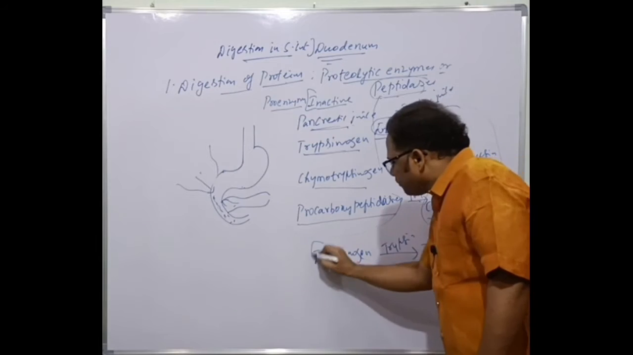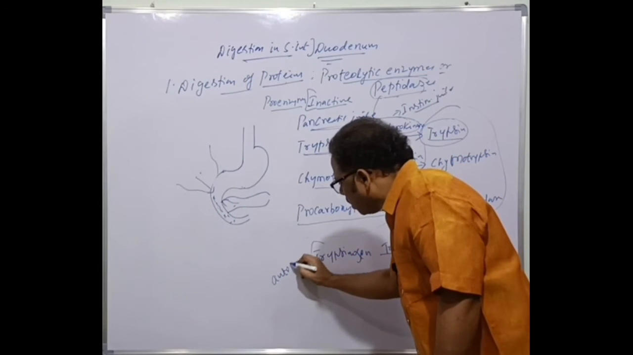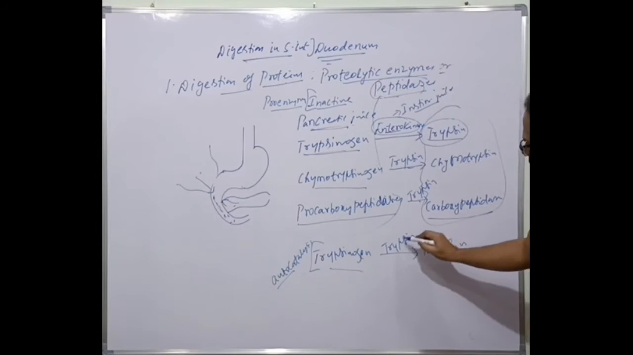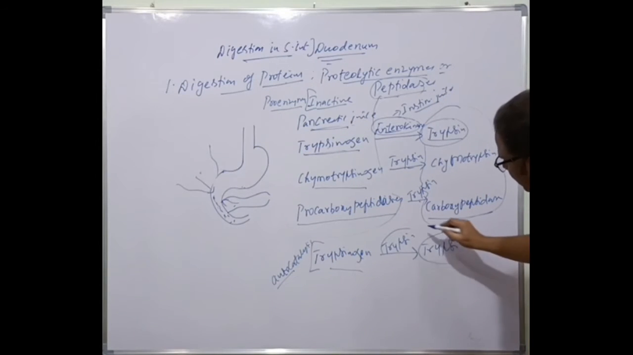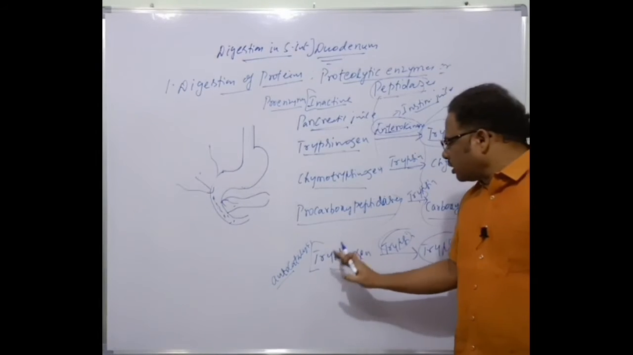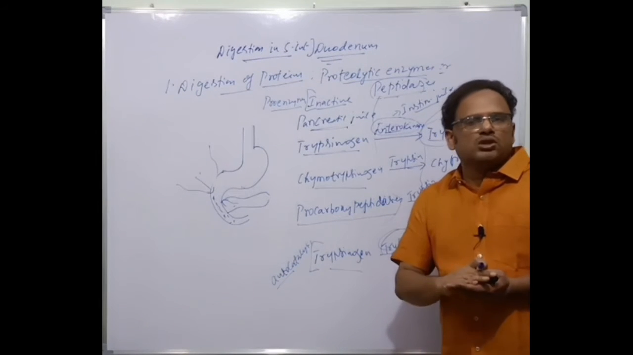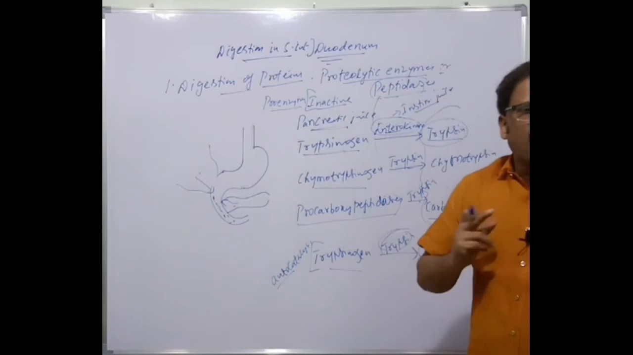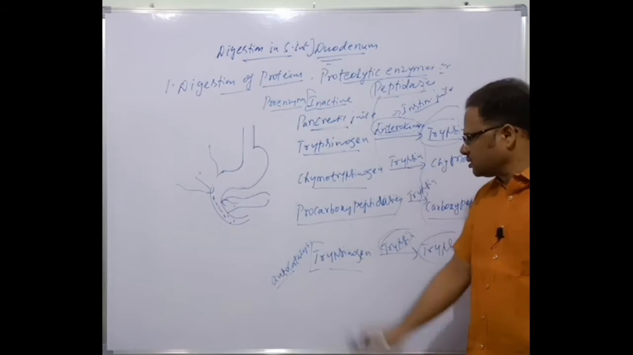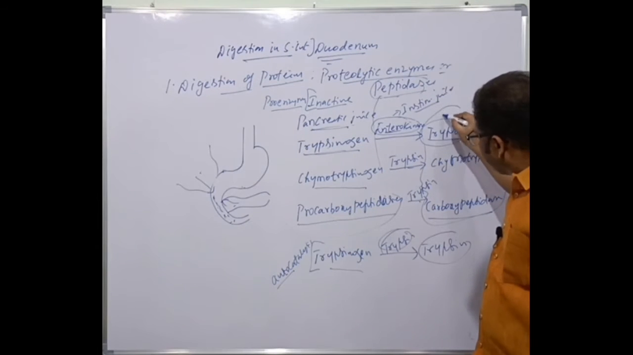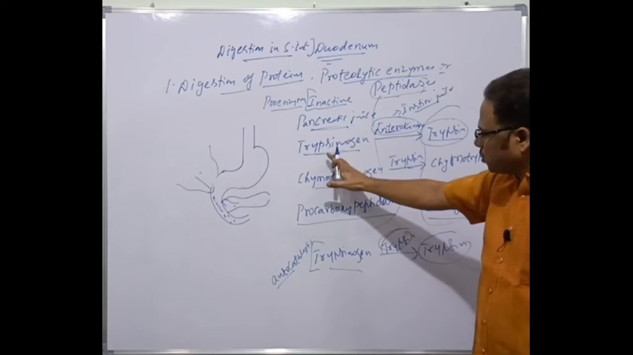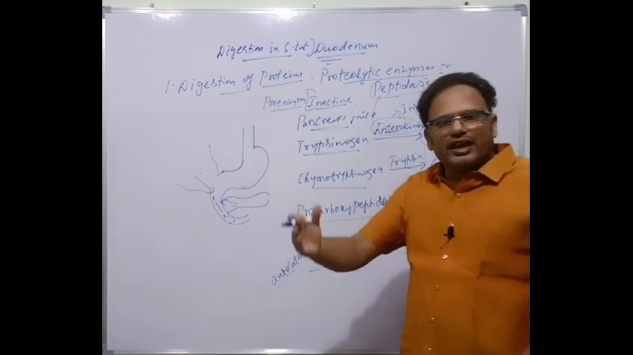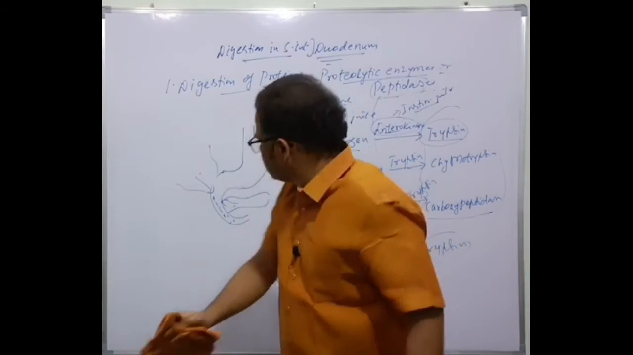Even the fourth point here: trypsinogen can be converted into trypsin in the presence of trypsin. And this is an example of autocatalysis. What is auto? Self-catalysis. See here, it is forming trypsin in the presence of trypsin. Just like pepsinogen is converted into pepsin in the presence of pepsin. That's also an example of autocatalysis. Clear, students? So here the activated enzymes are formed from the inactive states. Now they will act on the proteins. How do they act? Let's discuss now.